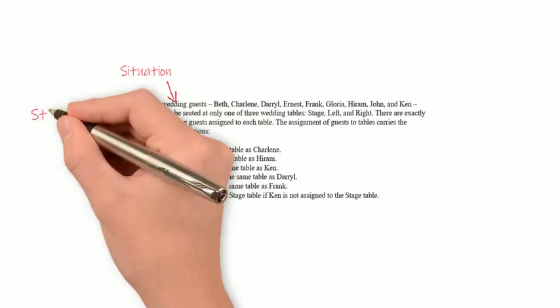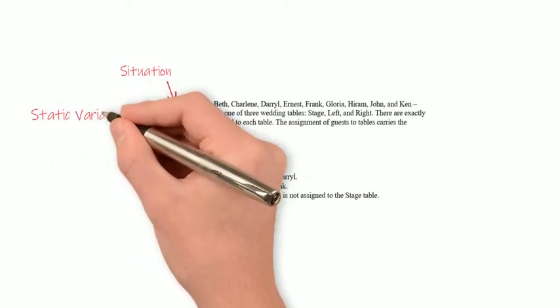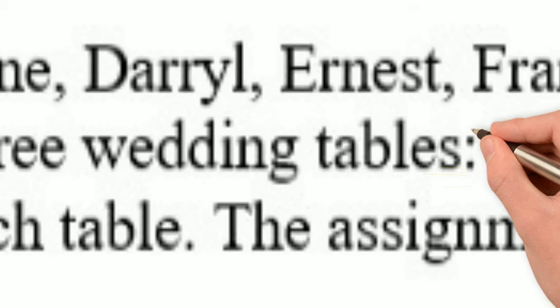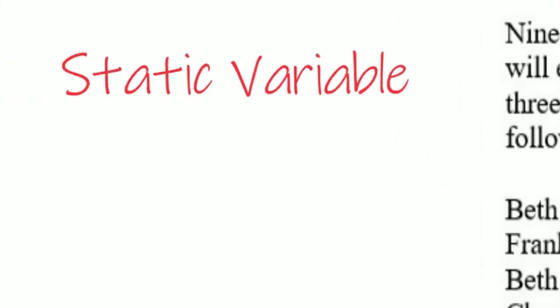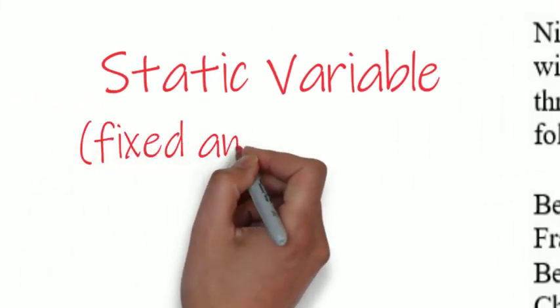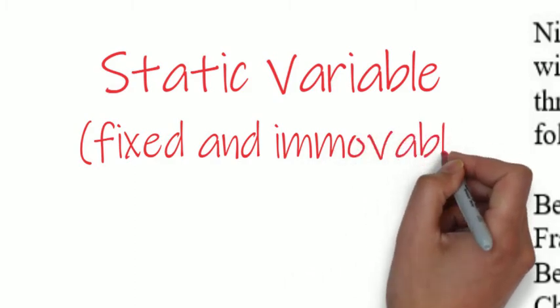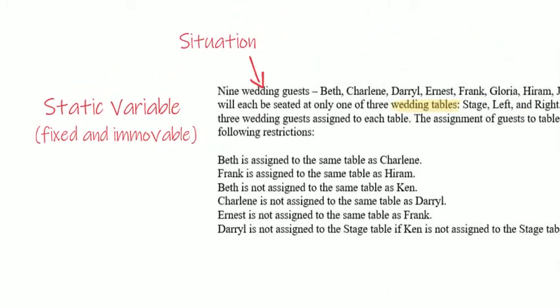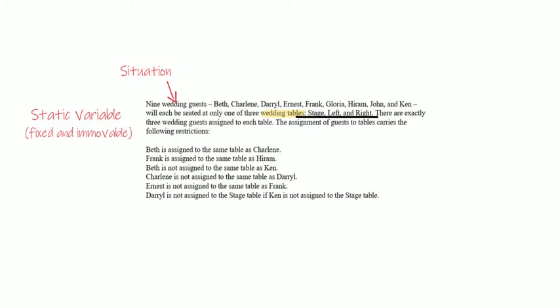The second piece of information is what I'm going to call the static variable. It's this part right here. This is the variable in the game that will never change. It is always fixed and immovable. In our logic game, the static variable is obviously the wedding tables. Stage table, left table, right table. So our static variable is what we're going to use to place the other variables in the game.